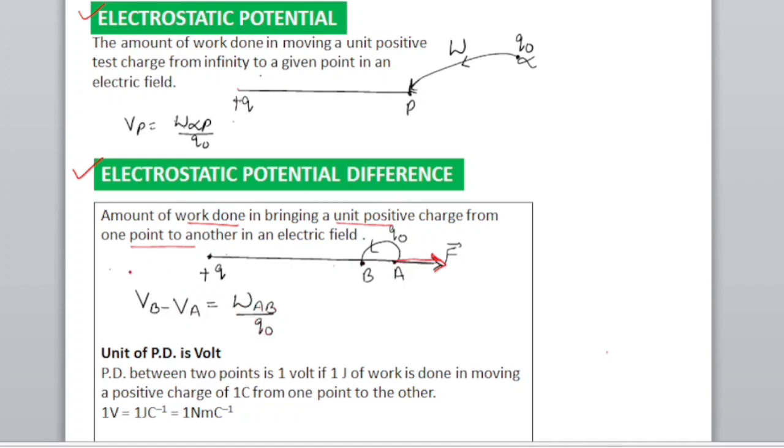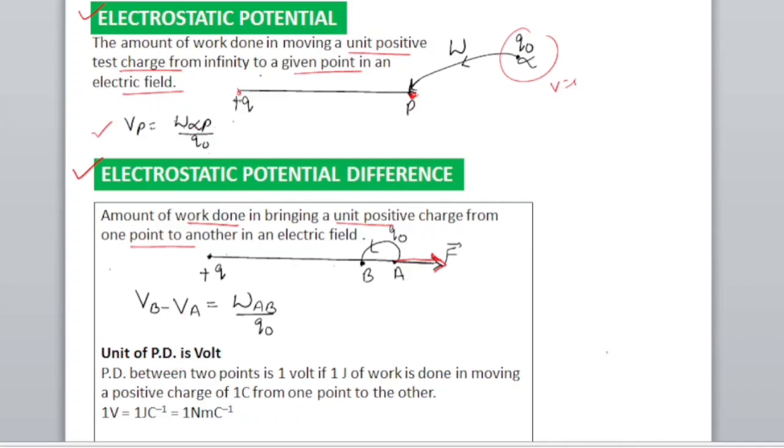This is potential difference. Electrostatic potential is nothing but, assume that one test charge is kept at infinity. At infinity there is no electric field, so there the potential is 0. So how much work is done in bringing this test charge from infinity to a particular point where you have to find the potential due to this charge Q? That amount of work done in moving a unit positive test charge from infinity to a given point in an electric field is called electrostatic potential, from infinity to point P divided by q naught. This is the electrostatic potential at point P.